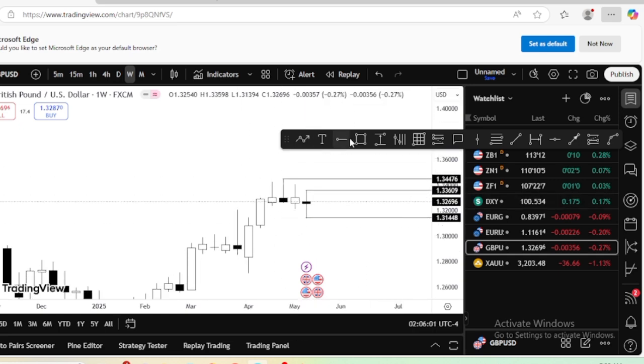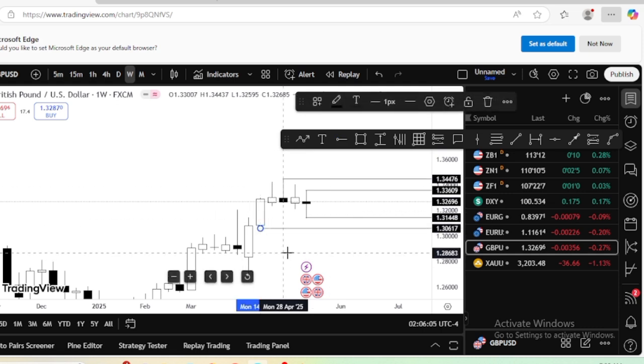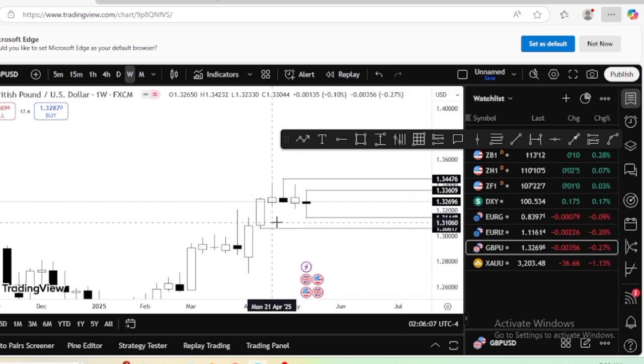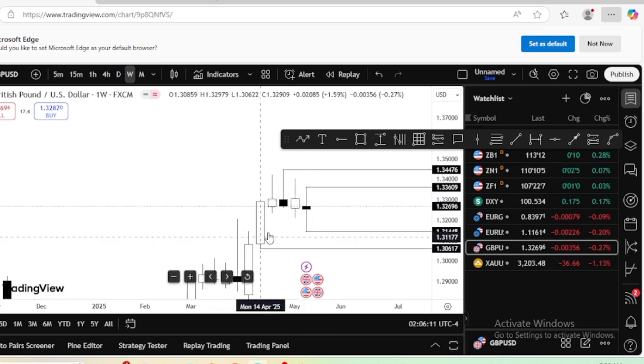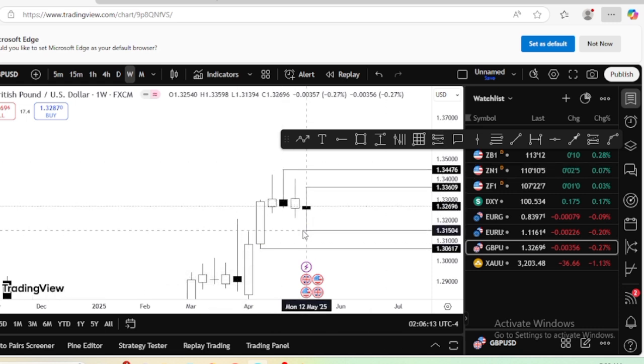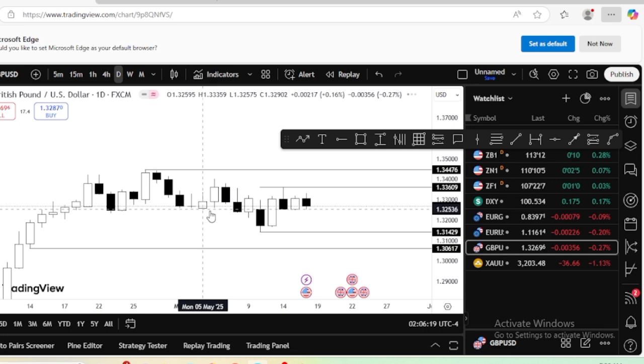So like this now we have this thing here. We delivered the balance. I don't think most of you know it, but we have that one here. So for me, this is a previous weekly low too. So now let's go to daily time frame.